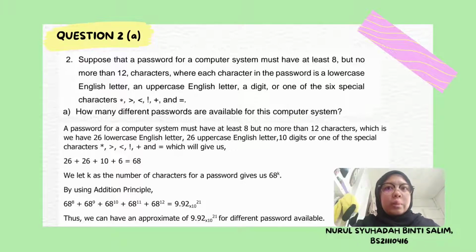By using the addition principle, we add all the possible numbers of characters by using 68 to the power of k, from k equals 8 to 12, which will give us 9.92 times 10 to the power of 21. Thus, we can have approximately 9.92 times 10 to the power of 21 different passwords available.